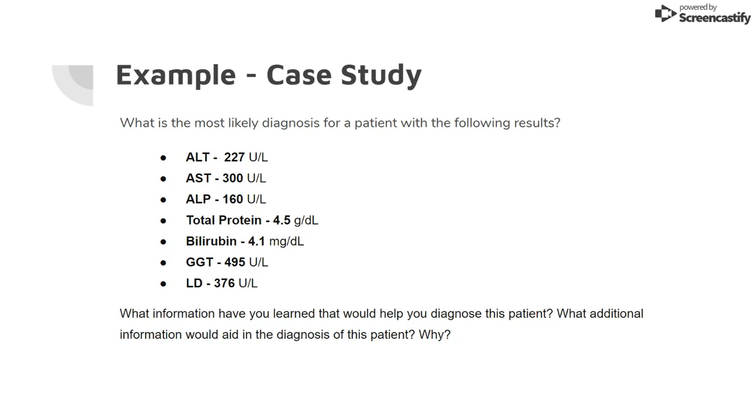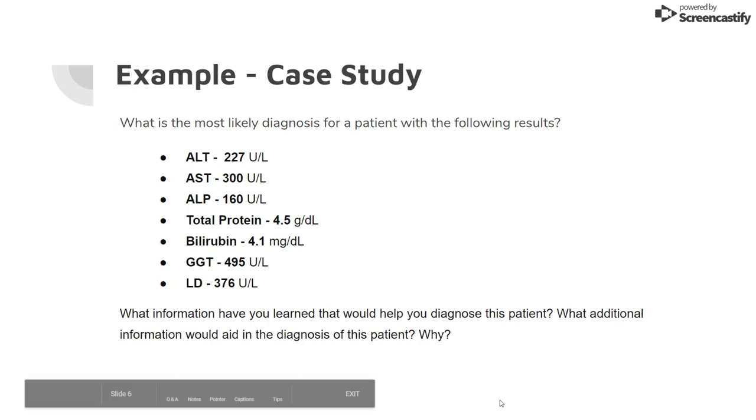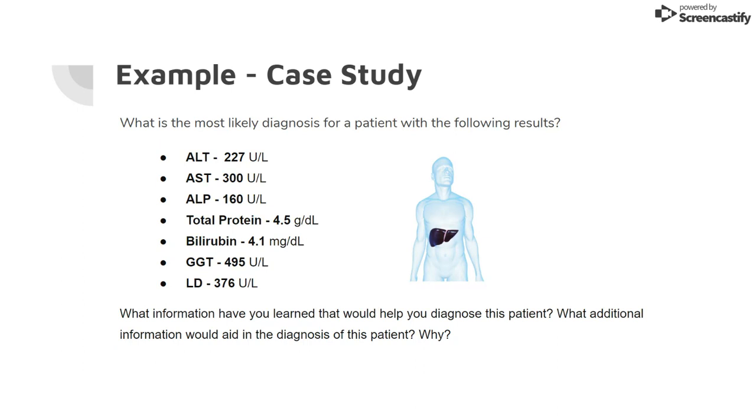So if you were just to look at this like a robot and say, oh, these results are, and you have to know if they're elevated. So how do you know if they're elevated? You have to know what normal is. So in this particular case, it is specific for the liver. And we look at this and we think, okay, so this patient has something going on with their liver.